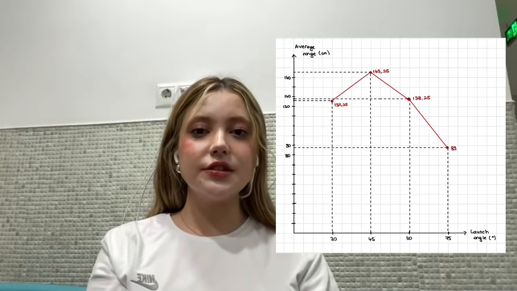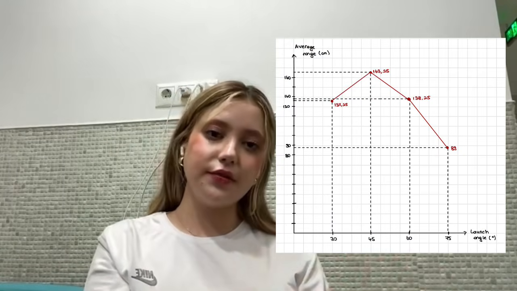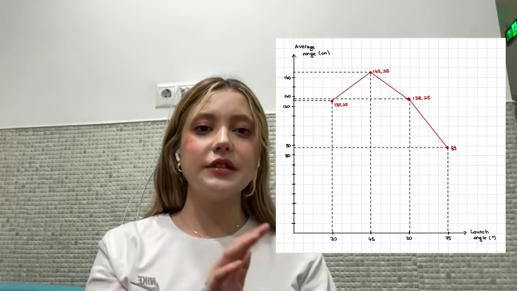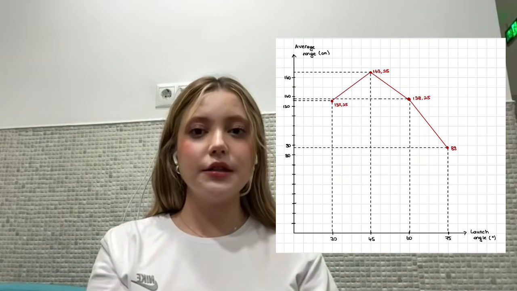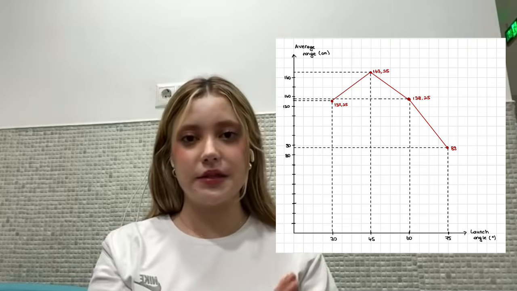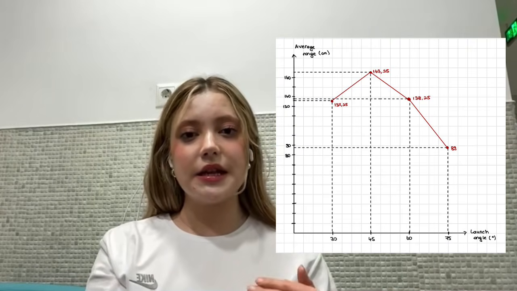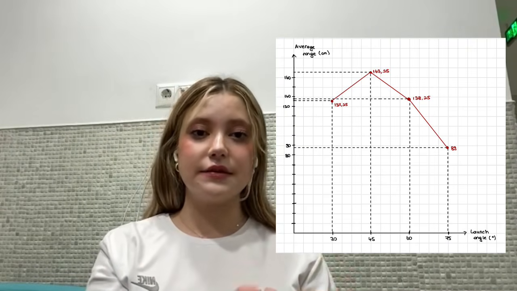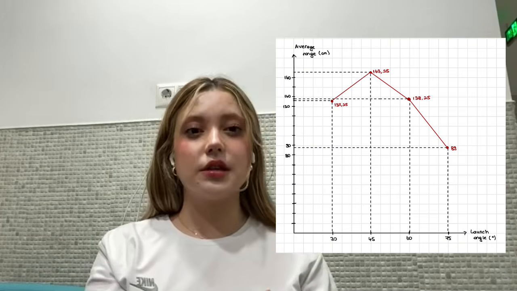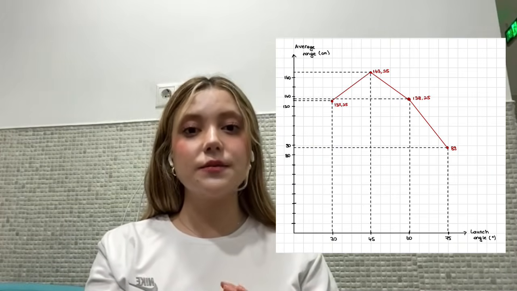I saw that the range increased from 30 degrees to 45 degrees and the maximum value was at 45 degrees, around 163 centimeters. When I increased the angle to 60 and 75 degrees, the range started to decrease. This is what I expected based on the theory. Also, I noticed that the results for 30 degrees and 60 degrees were close to each other, which makes sense because they are complementary angles.